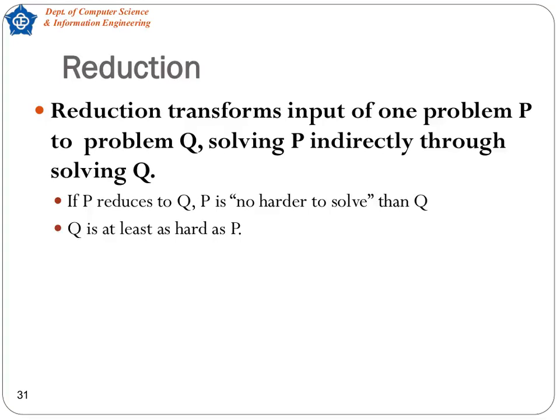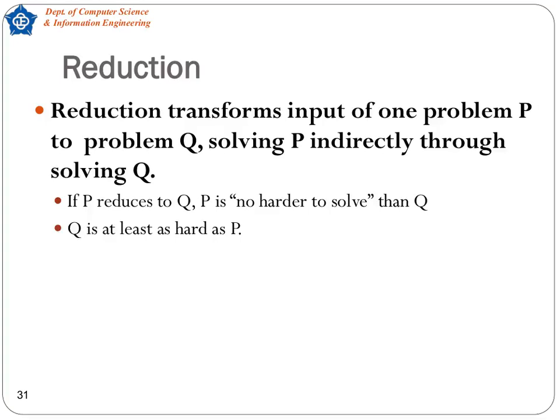Here's the key takeaway. If we can reduce P to Q, then P is no harder to solve than Q. In other words, Q must be at least as difficult as P. This comparison underpins many proofs of computational hardness. By showing that a known hard problem reduces to a new problem, we establish that the new problem is at least as challenging.